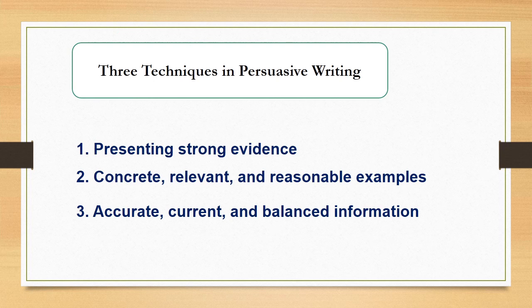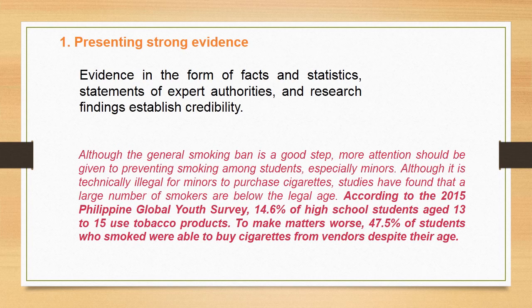Here are the 3 techniques used in persuasive writing. First is presenting strong evidence. The second one is concrete, relevant, and reasonable examples. And the last one is accurate, current, and balanced information. What makes evidence reliable and believable? To have reliable and believable evidence, it should come from the statements of experts. It should be based on facts and statistics, and be a credible research finding.